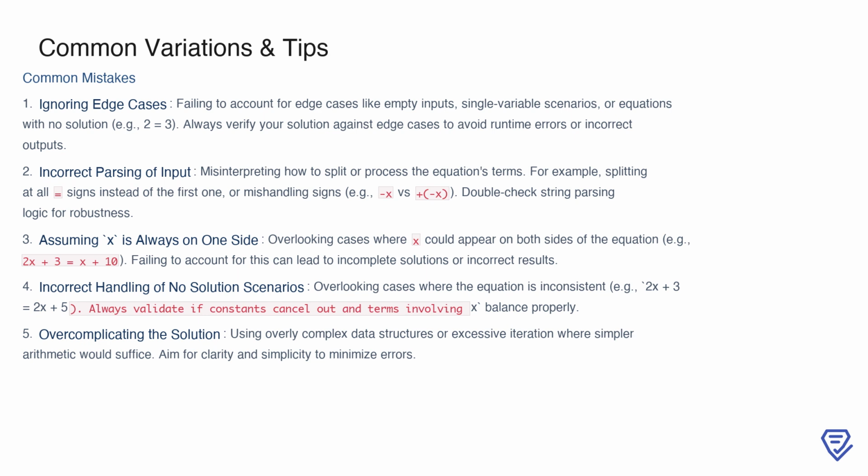Additionally, don't assume that the variable x will always appear on only one side of the equation. In cases where x appears on both sides, such as 2x + 3 = x + 10, failing to account for this can result in inaccurate solutions.